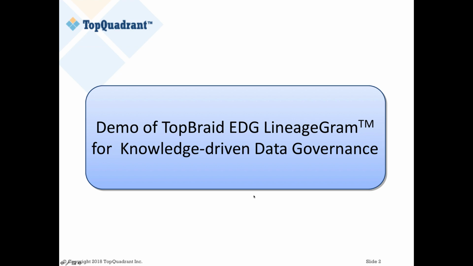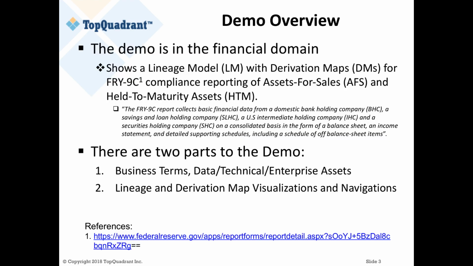So I want to demonstrate the LineageGram using an example from the financial domain, and it's an example that has to do with the use of lineage models and derivation maps for compliance reporting. The particular compliance reporting we're talking about here is the SEC FRY9C compliance that has to do with which assets a bank is holding for sale and which assets are they holding which are held to maturity, HTM in the latter case, AFS in the former case.